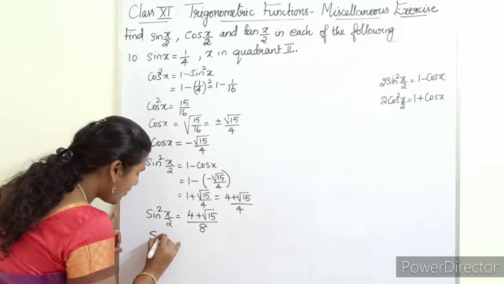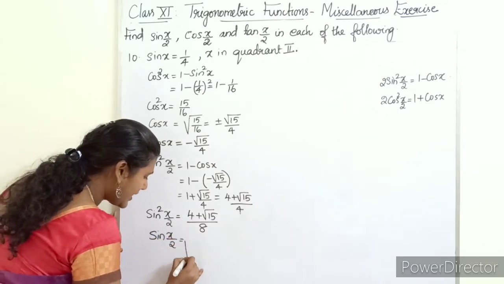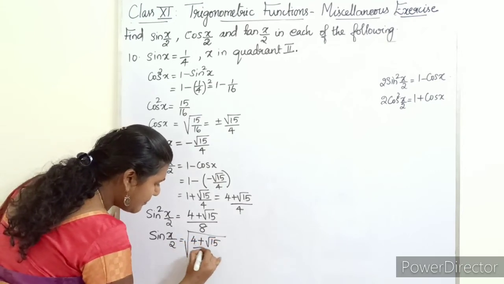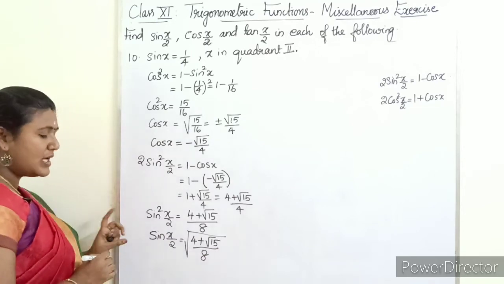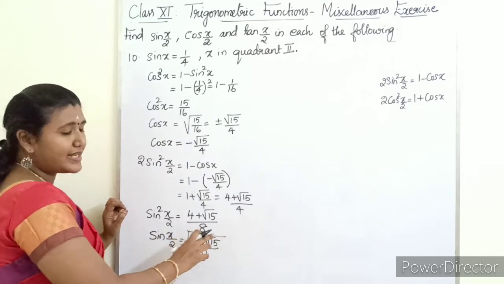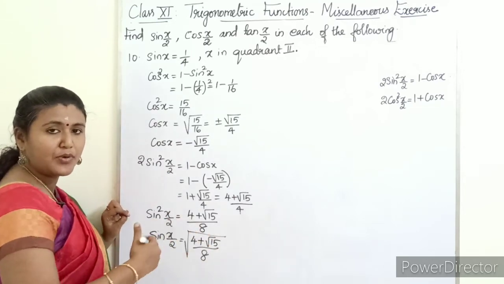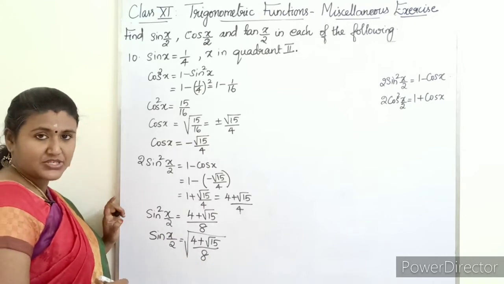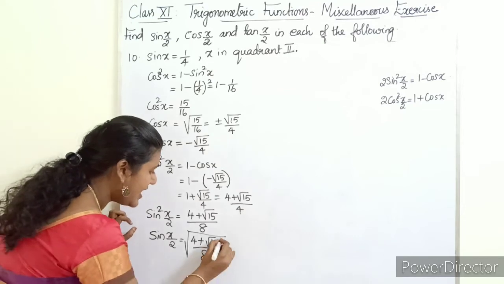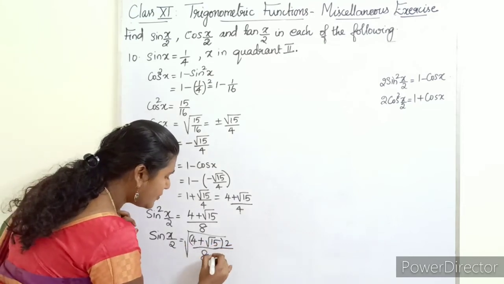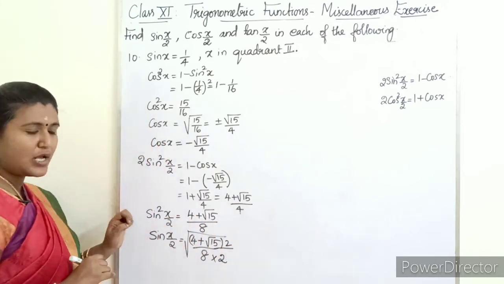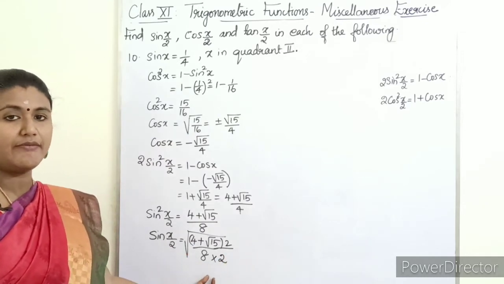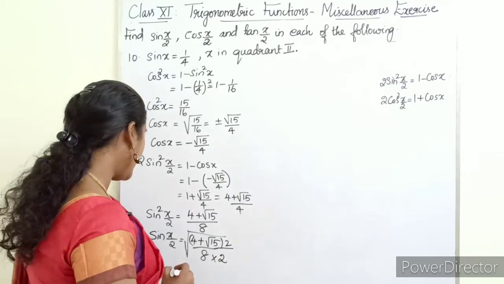From this we will find out sin x by 2 value, that is root of (4 plus root 15) by 8. Okay, so now we will simplify this. If you take the square root separately for both numerator and denominator, again in the denominator we will have an irrational number. So to avoid that, we multiply by 2 both numerator and denominator. So the denominator will become 16, and the square root of 16 will be 4. So we can simplify like that.